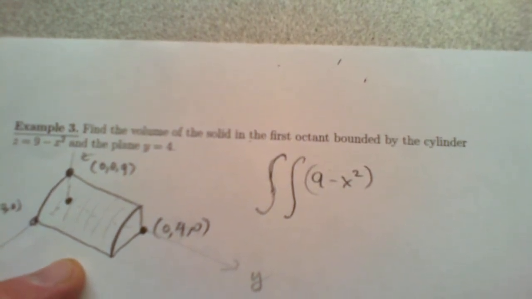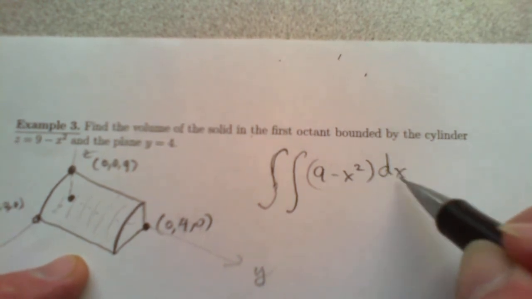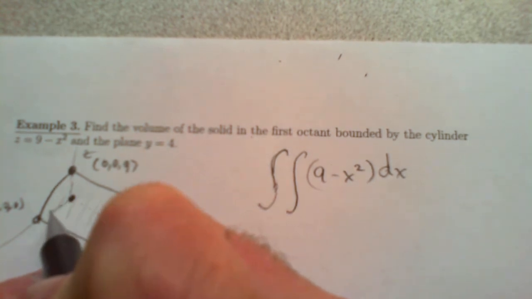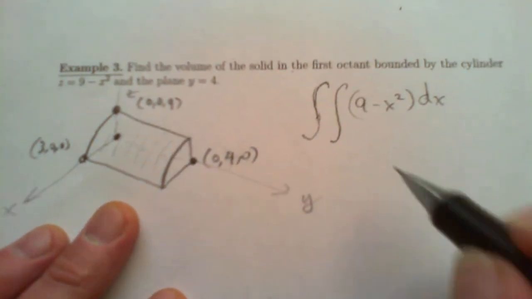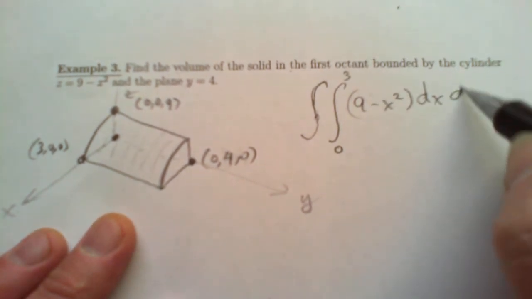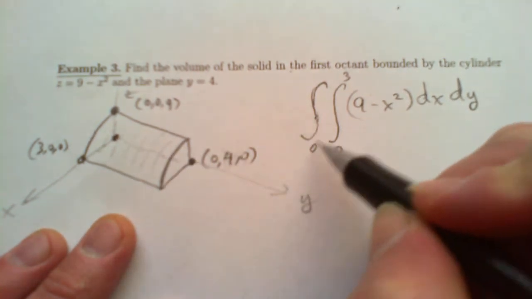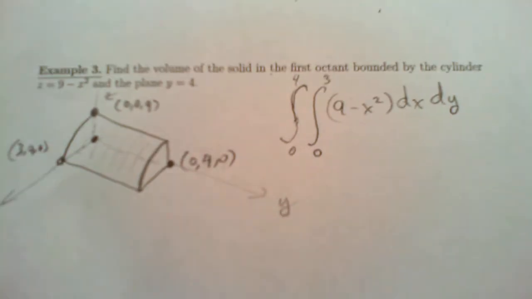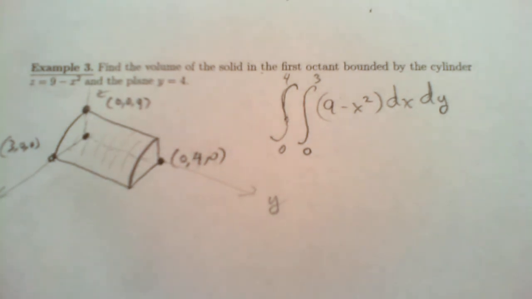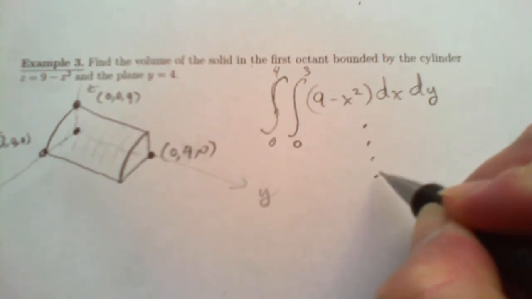It doesn't matter which one of these I do. Just for the sake of doing it differently, I'm going to do dx first. x runs from 0 to 3. Then y runs from 0 to 4. That's the double integral you'd have to compute. You would compute it exactly the same way as the previous one, so I'm going to skip that because it is exactly the same at this point.